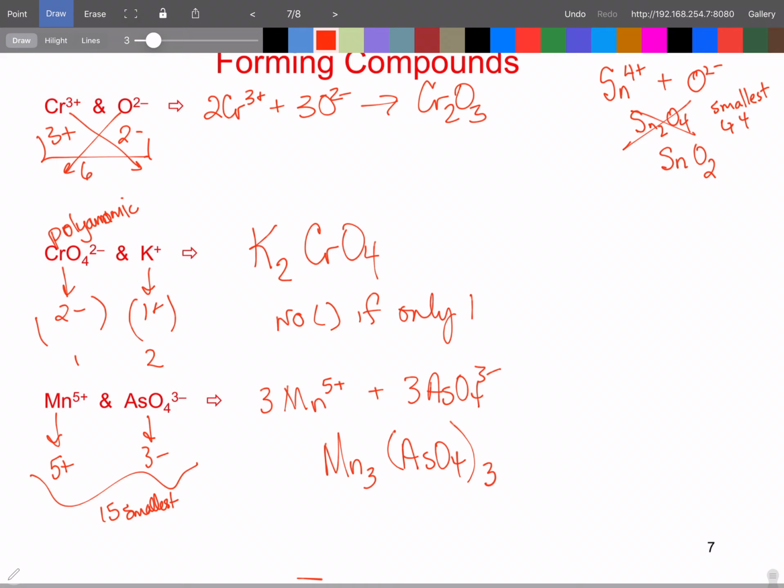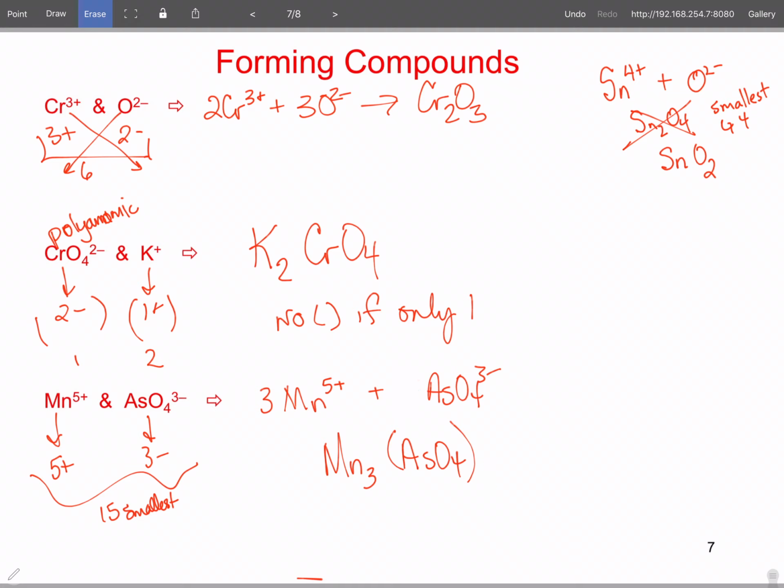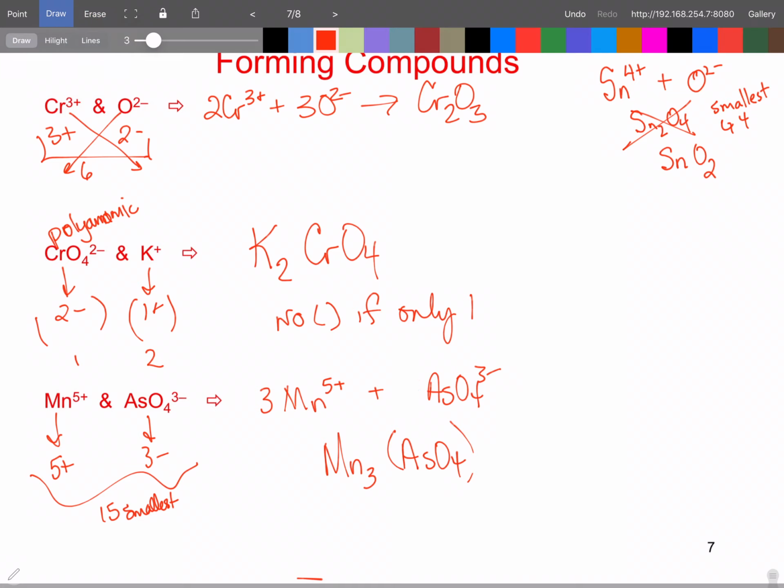Wait, that one's 3. This one's a 5. That's what erasers are for. And we have a 5 here, so we have a 5 there. Okay? So notice that this one is a monoatomic, so it has no parentheses. This one is a polyatomic, and you have more than one, so you get parentheses. Okay?